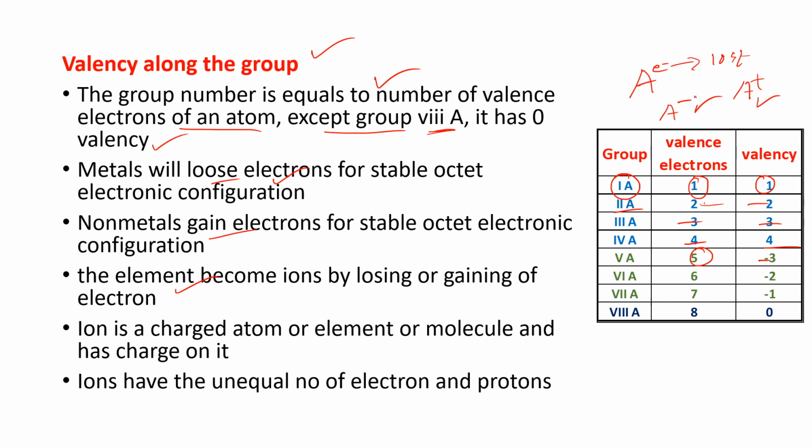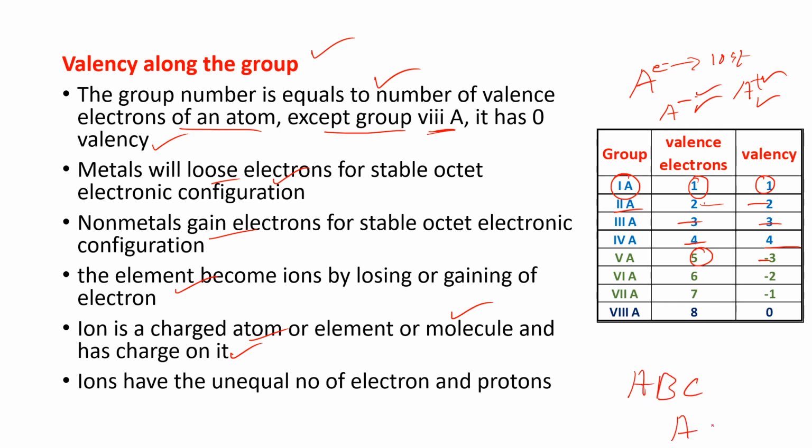An ion may have a positive charge or a negative charge. So an ion is a charged atom, element or molecule that has a charge on it. It need not be a single atom; it may be an element or it may be a molecule. Molecule means more than one, okay, A, B, C. So let us consider these are the molecules.